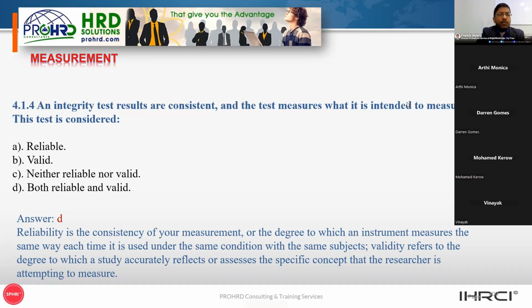Now again, it is reinforcement. Reliability, as we have seen in the quiz and the question and answer, means repeatability and consistency. Reliability is the consistency of your measurement, or the degree to which an instrument measures the same way each time it is used under the same conditions with the same subjects. That is reliability. It is giving you the same results.